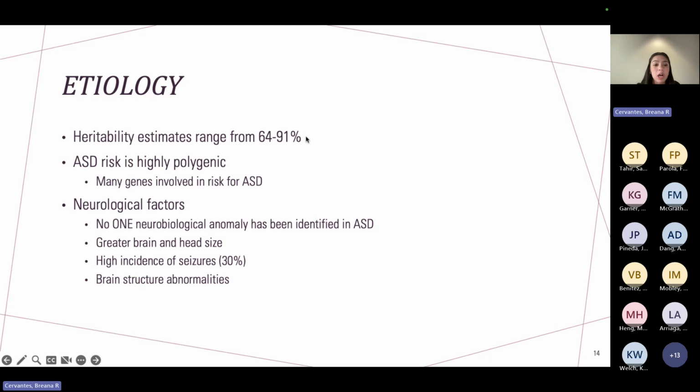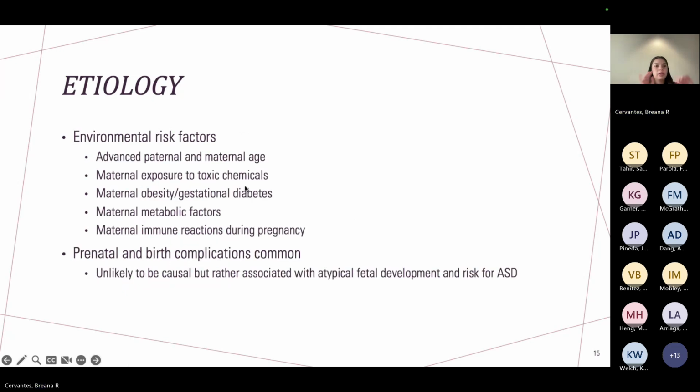And then when we're talking about neurological factors, as per usual, there's no one neurobiological anomaly, but we have some studies of people with ASD and those without, and we might see greater brain and head size, higher incidence of seizures, and brain structure abnormalities. So that's neurobiology within the person. Then we're talking about environmental factors, so what's going on in the community, but also especially within the family sector of the child's life.